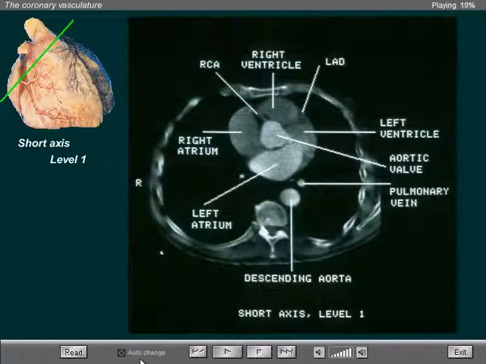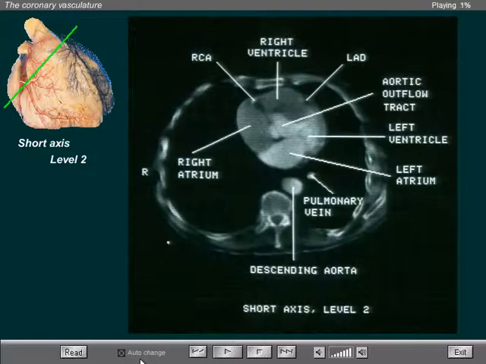In this level 1, we can see the aortic valve leaflets and the aorta sitting in the center of the heart. The opacified structure behind the aorta is the left atrium, and ventral to it, the unopacified right ventricle. The second level is caudal to the first one, and we begin to see faintly the right coronary artery arising from the anterior sinus of Valsalva. We can see the left atrium behind the aorta and the left ventricle to the left of the aorta.